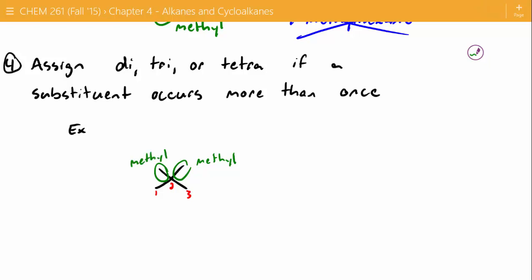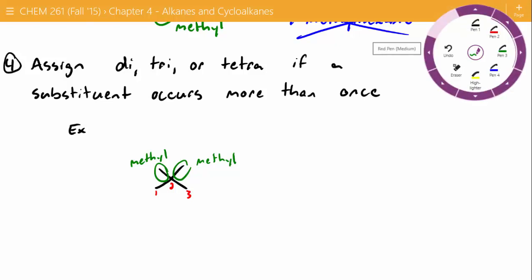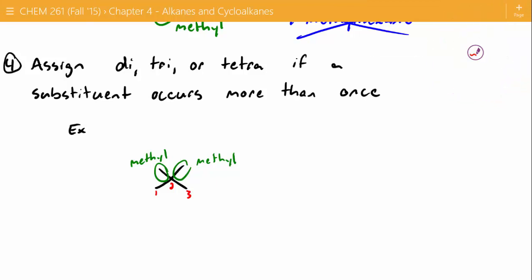So if we have 2 methyl groups coming off of our chain, we refer to this as a dimethyl. So what we would call this is 2,2-dimethylpropane.